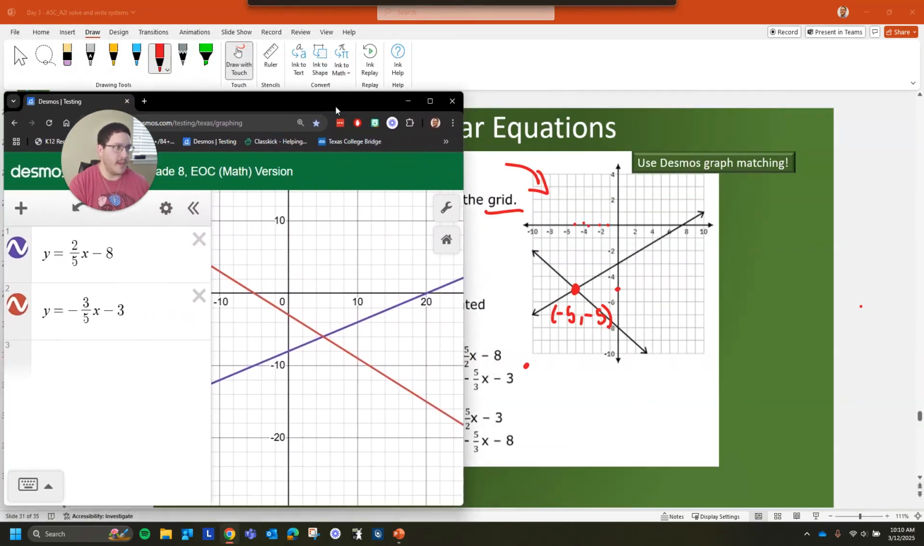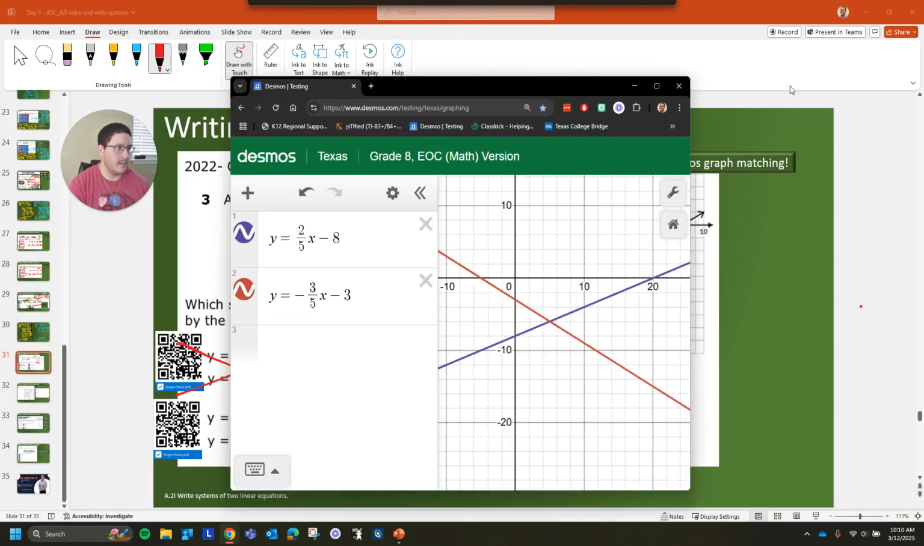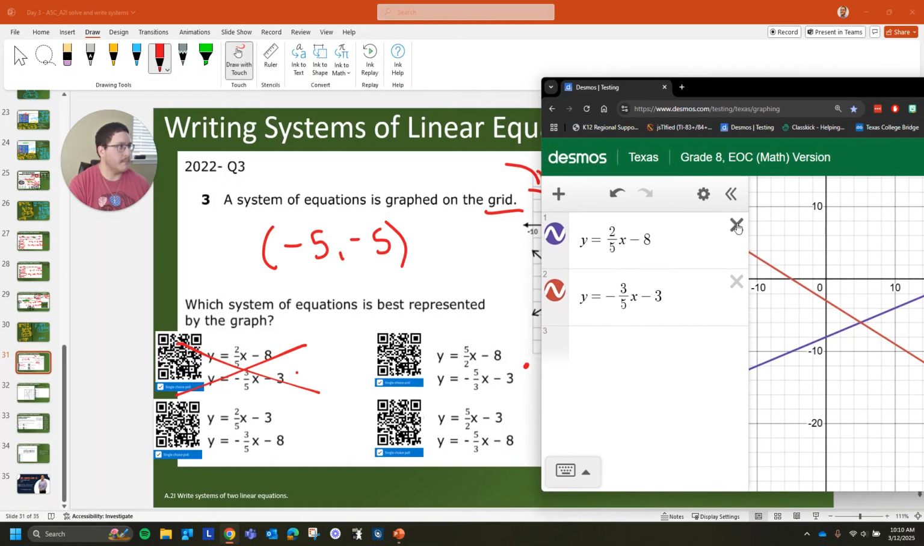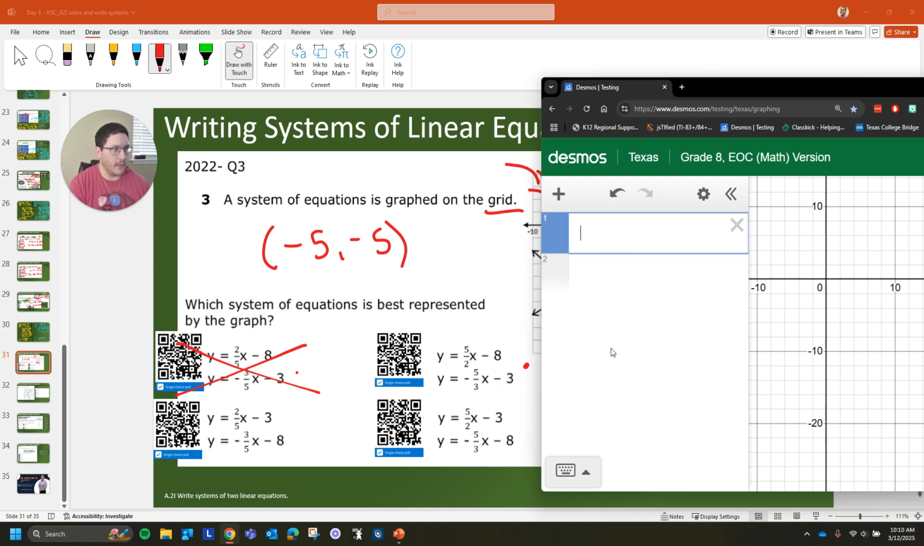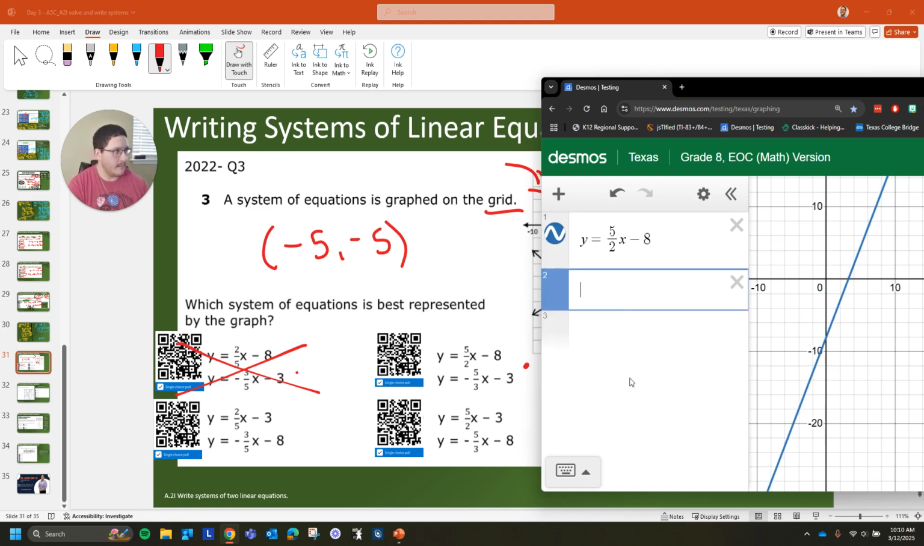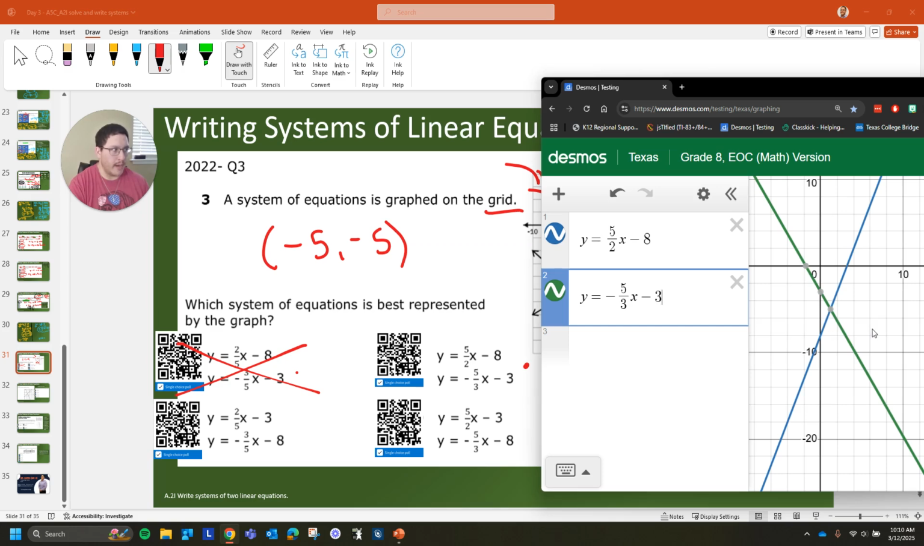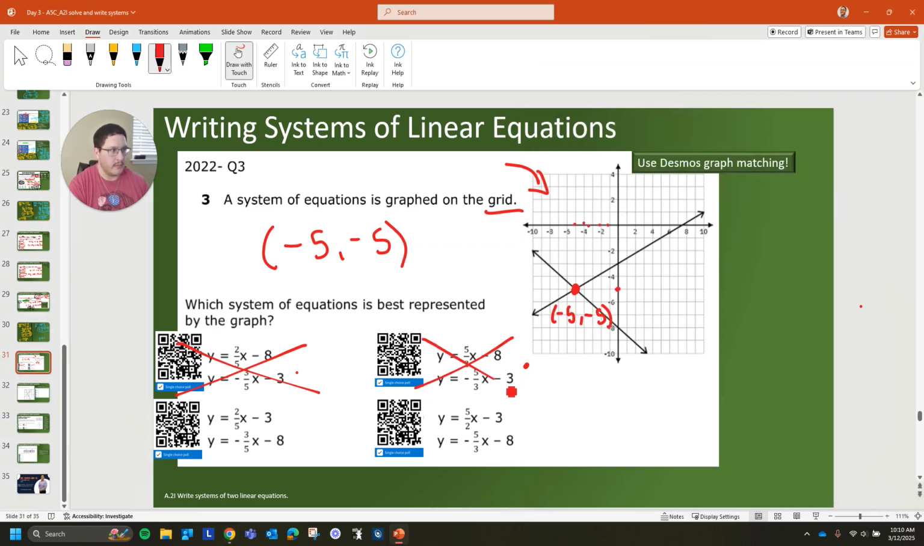So again, I'm going to type in, let's do this right here. This first equation, y equals 5 divided by 2x minus 8. And then y equals -5 divided by 3x minus 3. And again, I noticed that it's in quadrant 4 to the bottom right, so this is not my solution. Let's try the next set of equations.